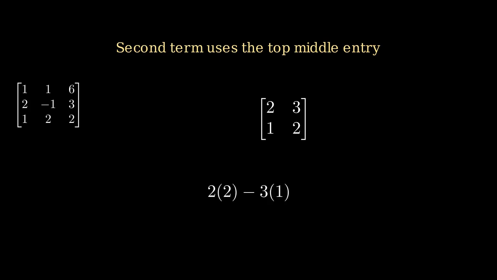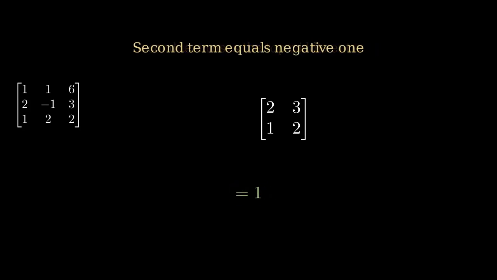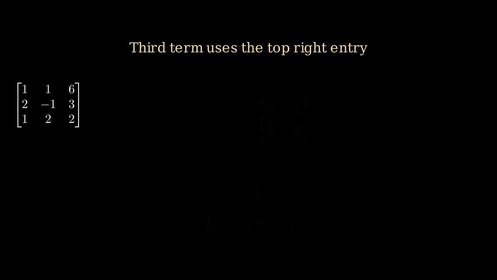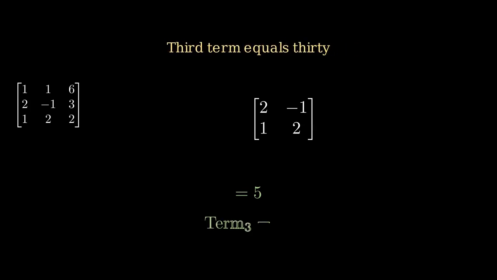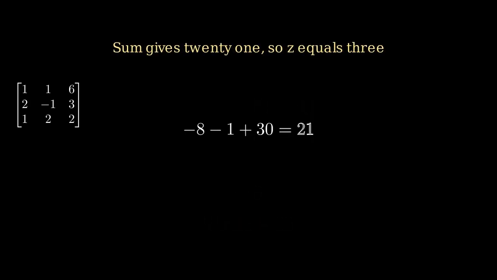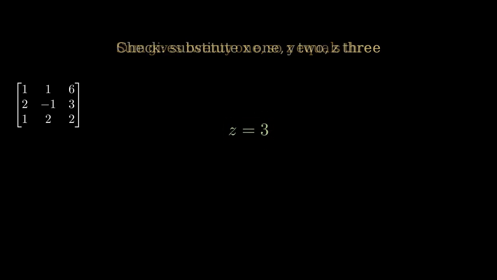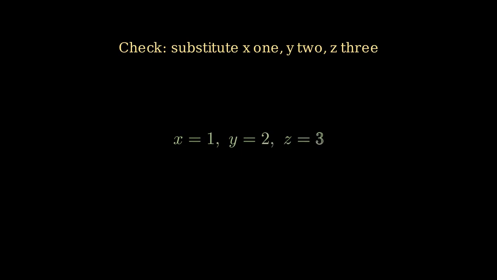The second term is minus 1 times the determinant of 2, 3, 1, 2, which equals 2 times 2 minus 3 times 1 equals 4 minus 3 equals 1. So the second term equals minus 1. The third term is 6 times the determinant of 2, negative 1, 1, 2, which equals 2 times 2 minus negative 1 times 1 equals 4 plus 1 equals 5. So the third term equals 6 times 5, which equals 30. Adding these terms, negative 8 minus 1 plus 30 gives a determinant of 21. So z equals 21 divided by 7, which equals 3.